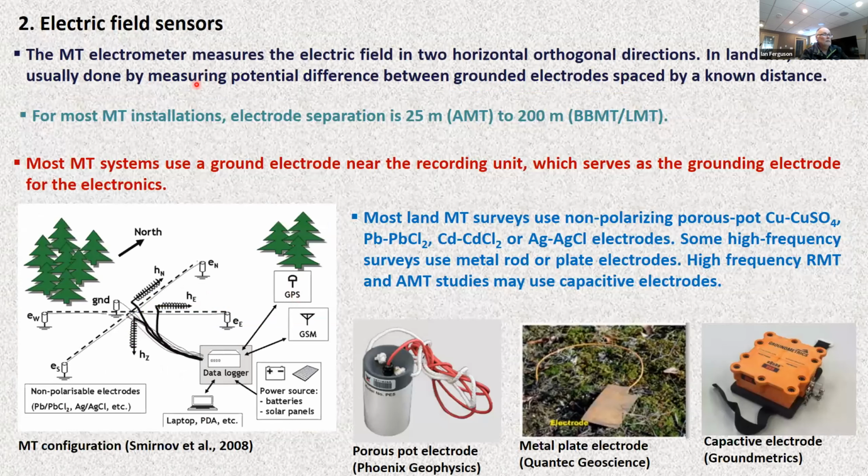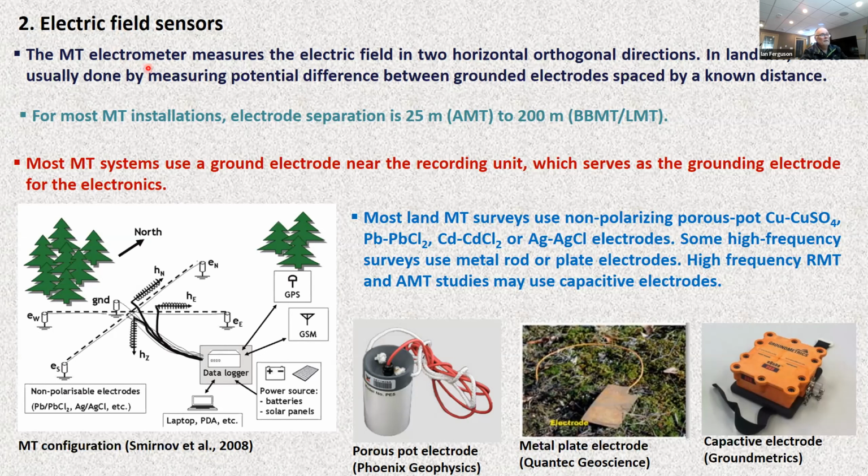Okay, so we'll now turn to electric field sensors. On initial consideration, it appears we have a very simple task of measuring electric fields. All we've got to do is lay out a couple of wires, connect them to the earth at either end, and make a measurement of the potential difference. However, when it comes to the detail and making accurate measurements, there's a lot more that we have to worry about.